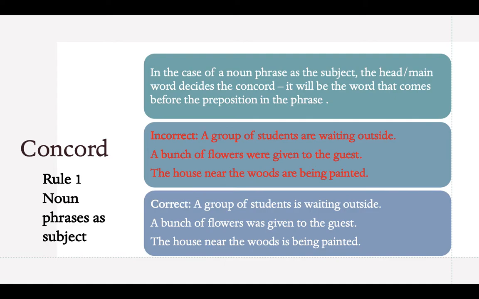Next one, the house near the woods are being painted is wrong because woods ne kurichalla idu parayunnathu, the house ne kurichana parayunnathu. So the house is being painted. The house near the woods is being painted. So look for the head word in each one of these. Group of students ennu parayumba of is the preposition. The word before that preposition is the head word. A group of students. A bunch of flowers. The house near the woods. Near is the preposition. Adinte munnil ullada house. So that is the head word. Okay. So this is one of the situations.